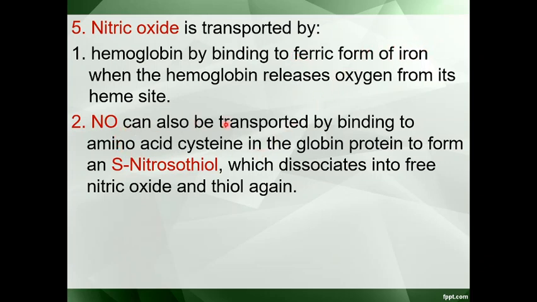Nitric oxide can also be transported by binding to the amino acid cysteine. It means that nitric oxide can be transported in two ways: binding with the ferric form of iron, as well as binding to the protein chain, especially with the amino acid cysteine, which is present in the globin protein, to form S-nitrosothiol, which dissociates into free nitric oxide and thiol again.